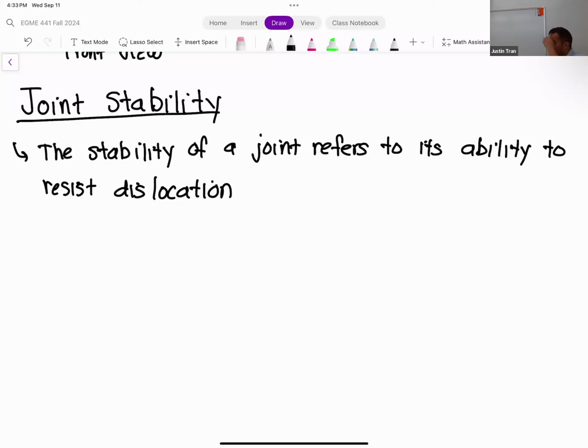I think if we have time at the end of class, we'll talk a bit about joint injuries, or injuries that can occur at the joints. Dislocation is one of the big ones that you're concerned about, right? Dislocation refers to when the bones pop out of the joint and get separated from each other. A joint is measured based on stability and how well it can resist this.